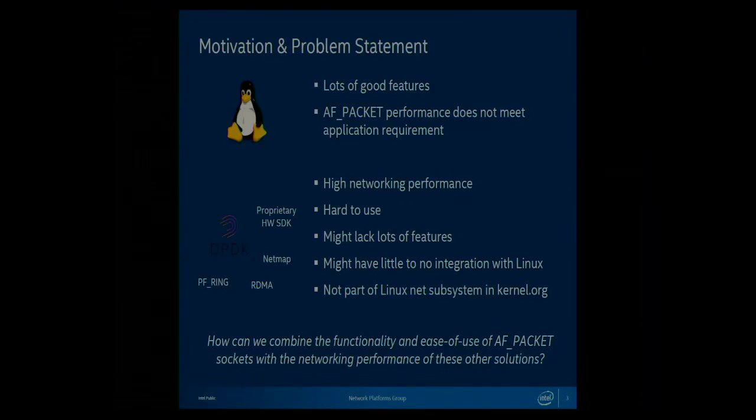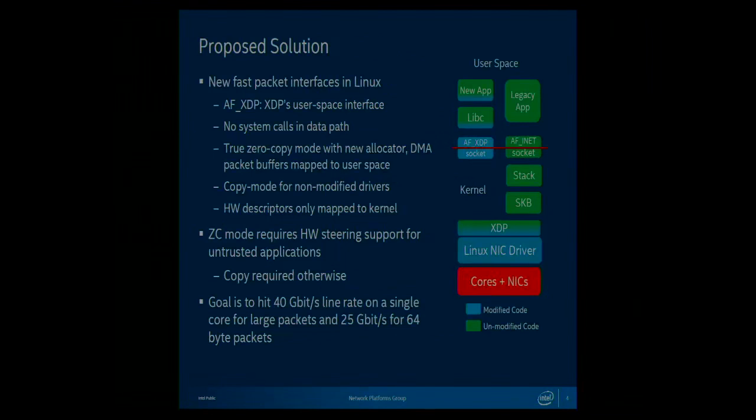So the problem statement is, can we take the ease of use and features of Linux and the socket layer and combine it with the performance from here? So what we're proposing is a new address family called XDP. It's a socket layer, and you can view it as the user space part of XDP. We just had a great introduction to XDP from our previous speaker, so I won't dwell on that. The solution is free from system calls. So the transmit path and receive path have zero system calls.